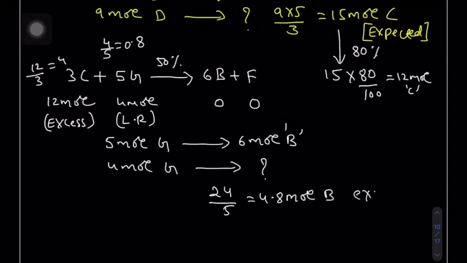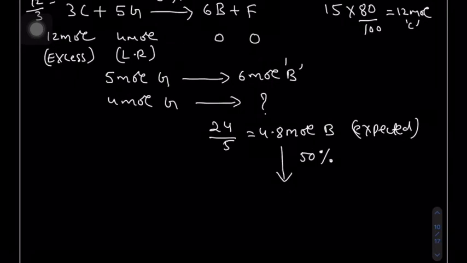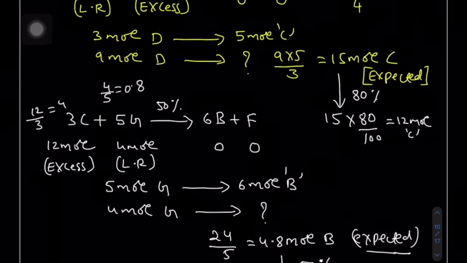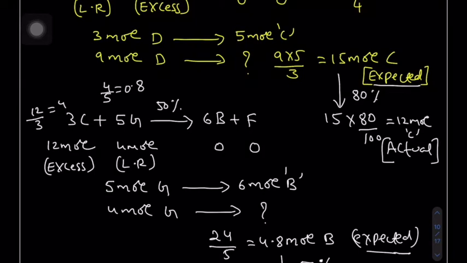This is expected, but actually the percentage yield of the reaction is 50%. So out of the 4.8 moles, 50% of 4.8 moles will be 2.4 moles B. This is the actual number of moles. The other is the expected. When the percentage yield is not given, then we can consider 100%. If the question mentions the percentage yield, then we have to calculate accordingly. Likewise, this is expected and this is the actual number of moles of C. Are you getting my point?